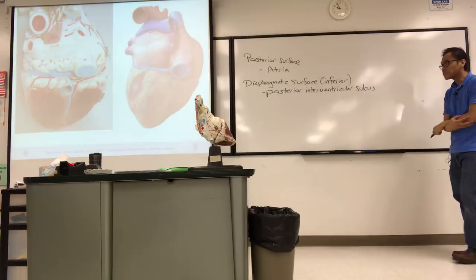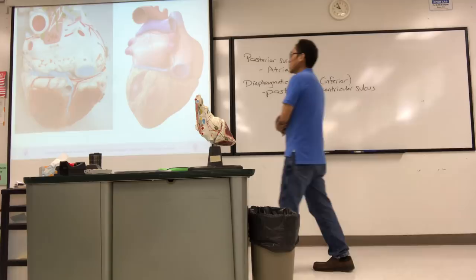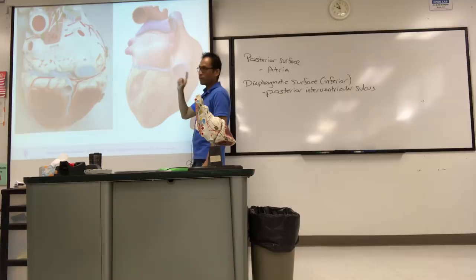And from this view, you can kind of see a sulcus between the atria and the ventricles. It kind of goes around 360 like that. And it's called the coronary sulcus, with this big blue vessel lying inside of it. So note the coronary sulcus.